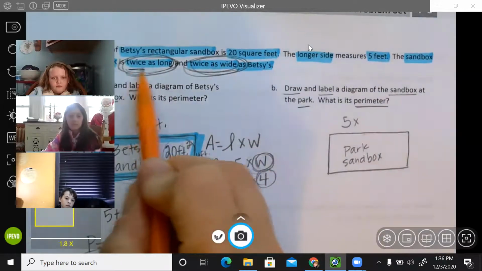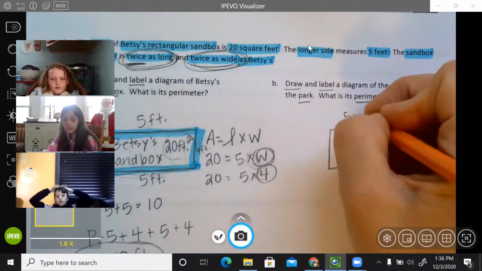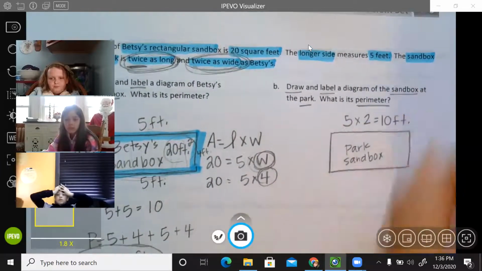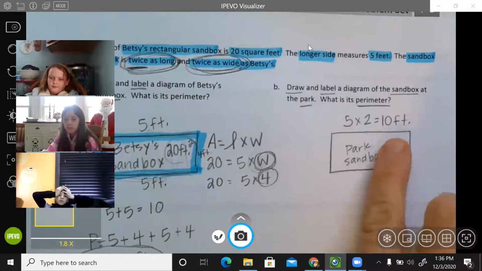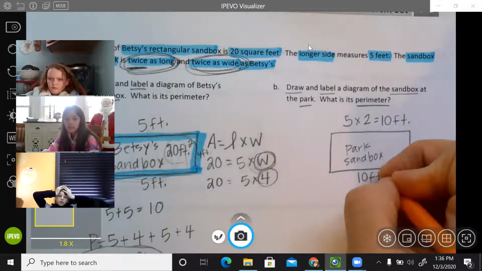It's twice as long. So what number is the same as the word twice? 5 times 2. What is 5 times 2? 10. Okay, so the length of this sandbox is 10 feet. So we're going to label this side 10 feet and this side 10 feet because we know opposite sides are equal in length.